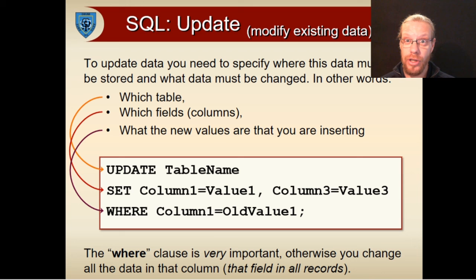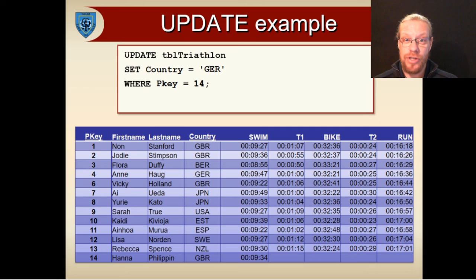Let's have a look at this example. When I added Hannah to the table, I made a mistake and used the incorrect country. We are going to correct this. To do this, I specify that I'll be modifying the country field in the table. In this instance, I'm using the primary key to specify the record to change. This is the safest way of identifying a specific record. The value that will be changed is the country field in this record. After the update, the table contains the new value for the country.